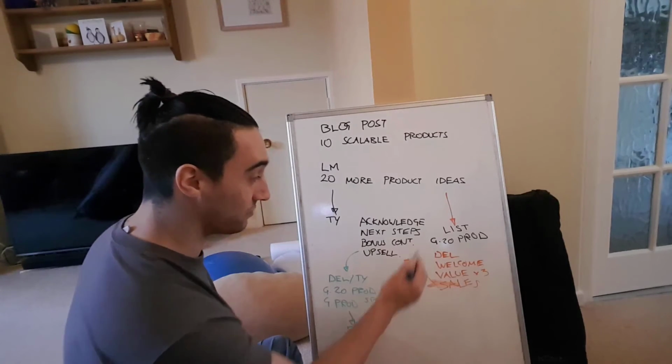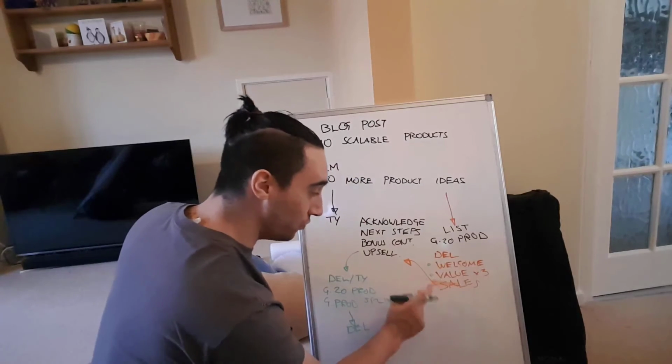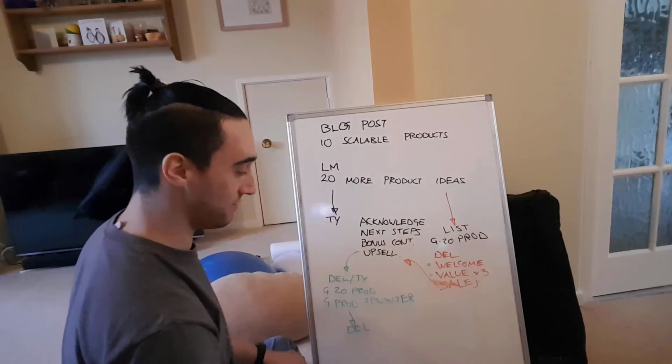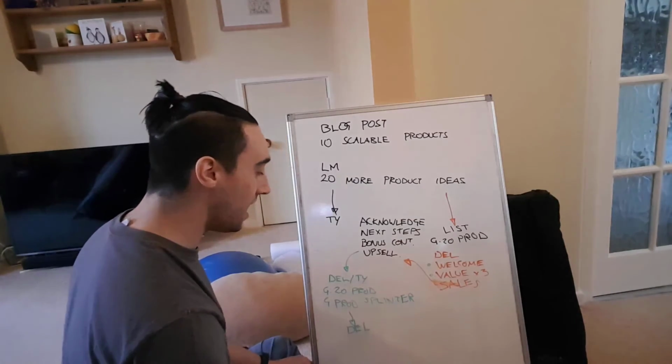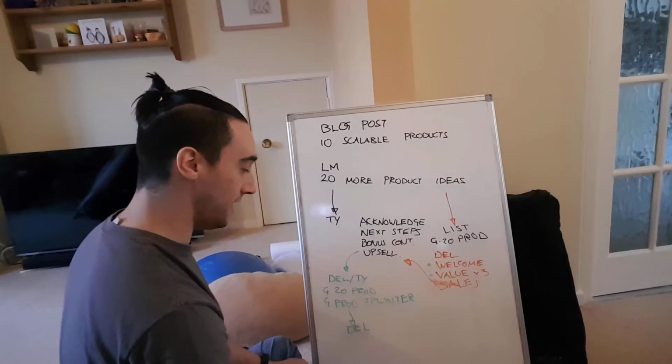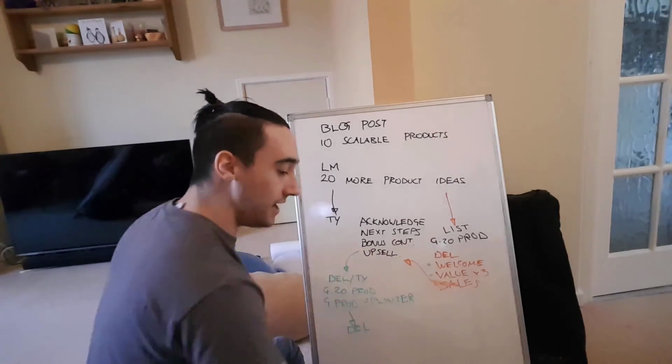We'll send them a delivery email. We'll send them a welcome email as well. We'll still send them value stack emails, but we will not be sending them sales emails. We will put in a rule to say, if they are a member of this group, do not send them a Splinter product. Now we're going to be changing this at some point.